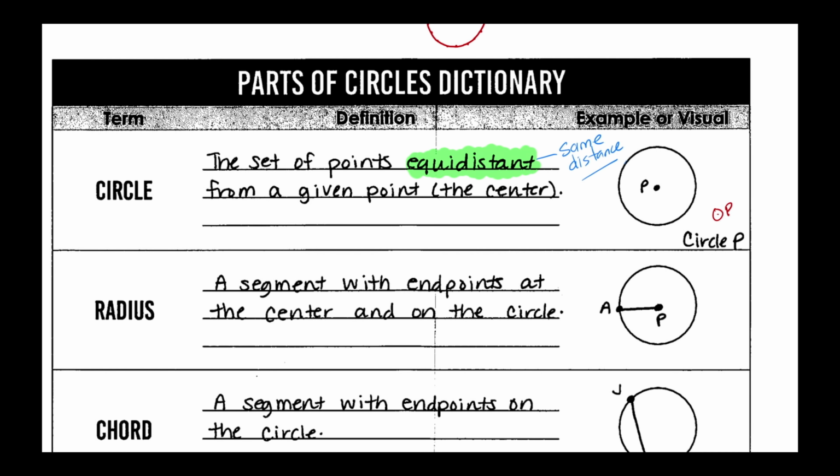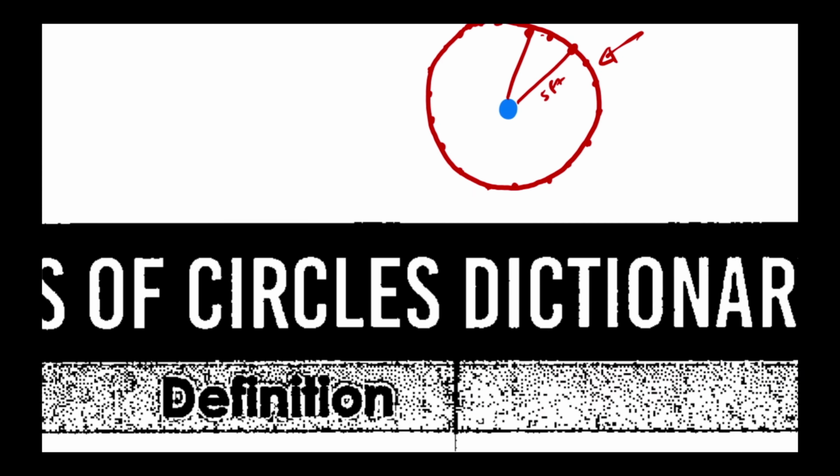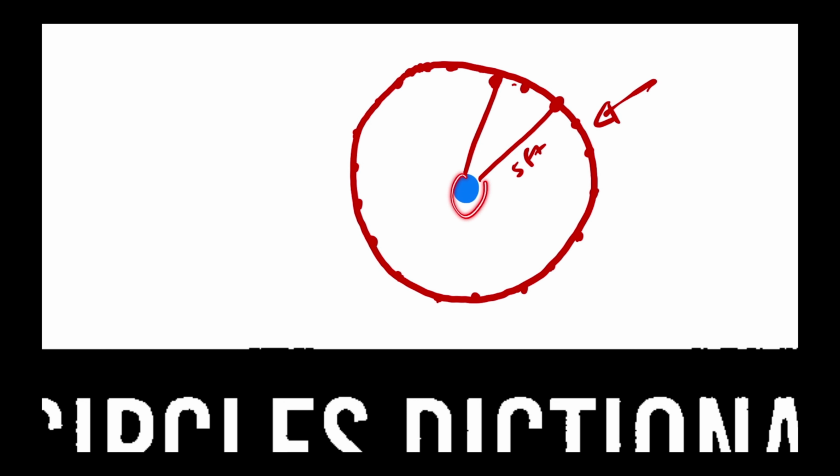Now, we first just went over circle, which is the set of points equidistant. That just means the same distance from a given point, which we call the center. The example I gave is if someone was standing right here and I wanted people to stand around that person, but I wanted them to be 5 feet away, every single person needs to be 5 feet away. That means each person would be 5 feet away all around that person. And that would form a circle.